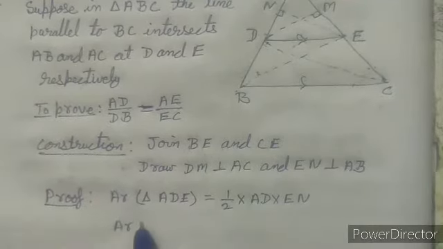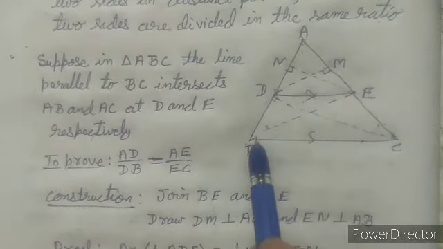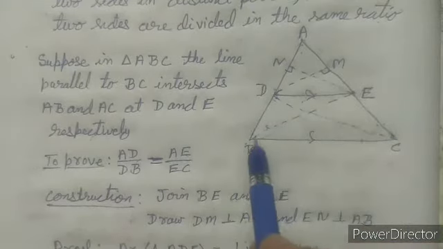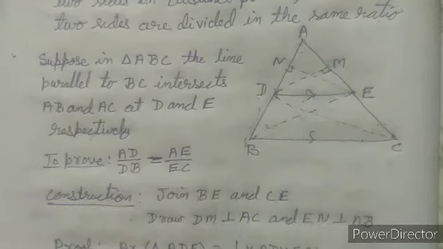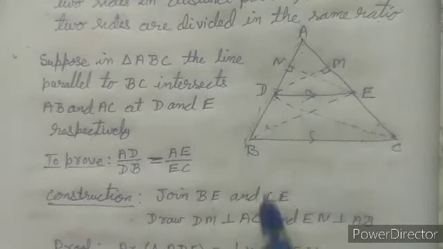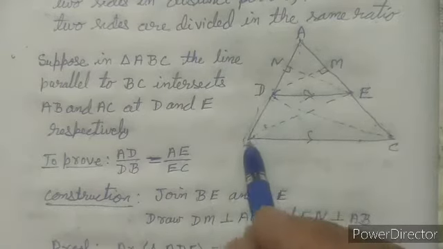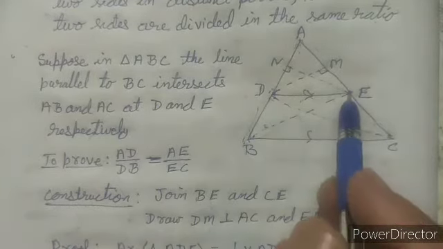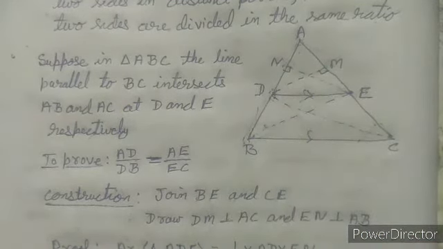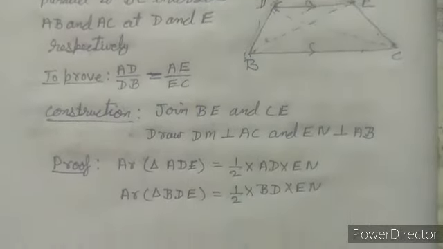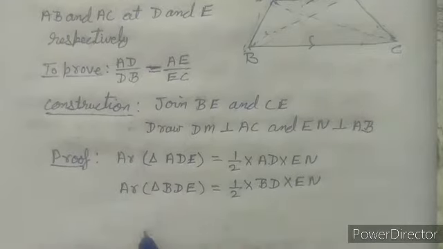Now here we are taking the triangle BDE. Area of triangle BDE will be equal to half into, now here we will take BD as the base, and the perpendicular on BD produced from the opposite vertex E is EN. So area of BDE will be half into BD into EN.